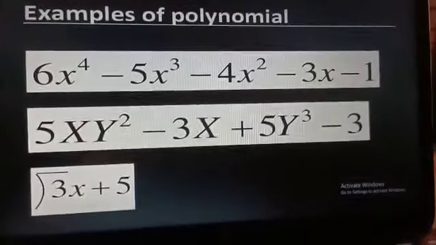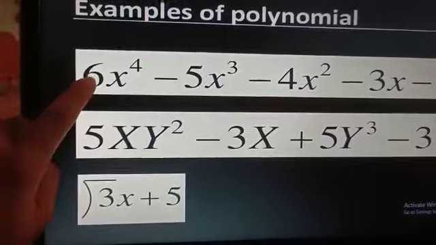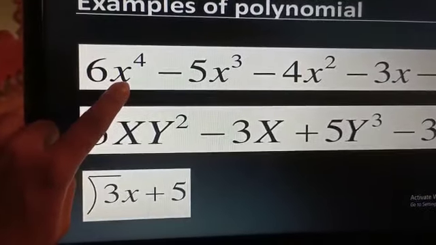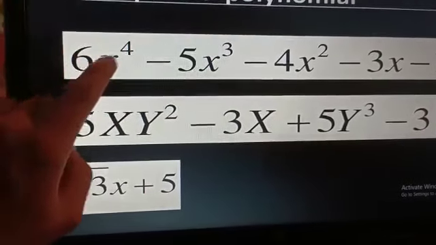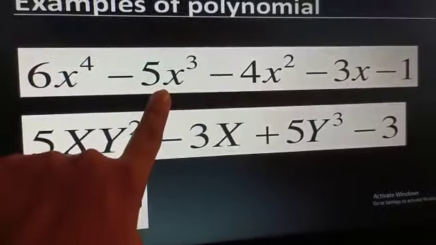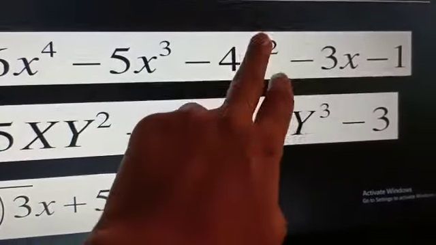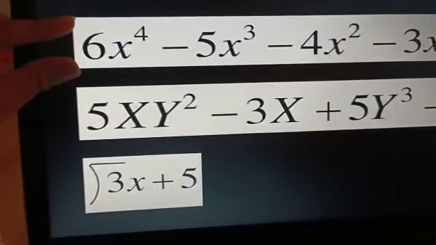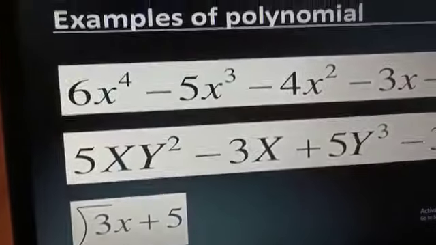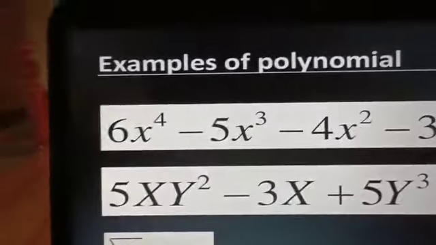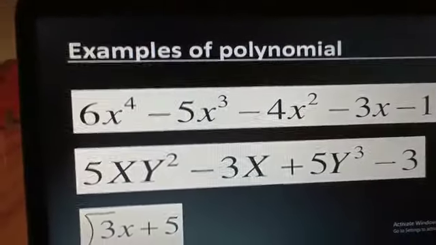Examples of polynomial. Now see students, this is what I was saying. This one thing is a term. 6 is the constant, x is the variable. So 6x to the power 4, this whole thing is one term. Minus 5x cube, this is another term. Minus 4x square, another term. So a term is always made up of a constant and a variable. The variable can be taken up to any power. So I will read this for you. 6x to the power 4 minus 5x cube minus 4x square minus 3x minus 1.